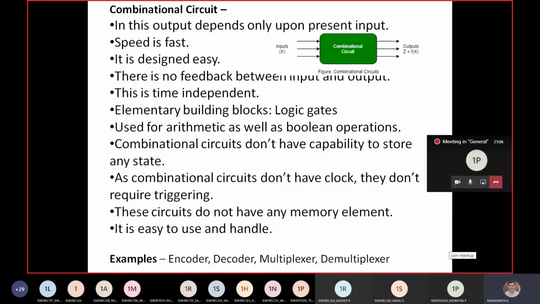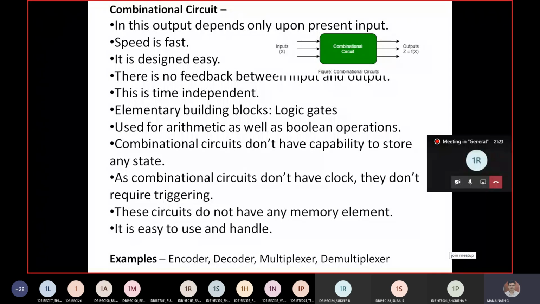Why do you think the speed of your combinational circuit is faster here? There is no feedback, sir, on the previous output. Good, there is no feedback, right? Very good. See, if there is no feedback, obviously whatever input you are giving, automatically all the outputs will be coming out. That's why the speed is fast.